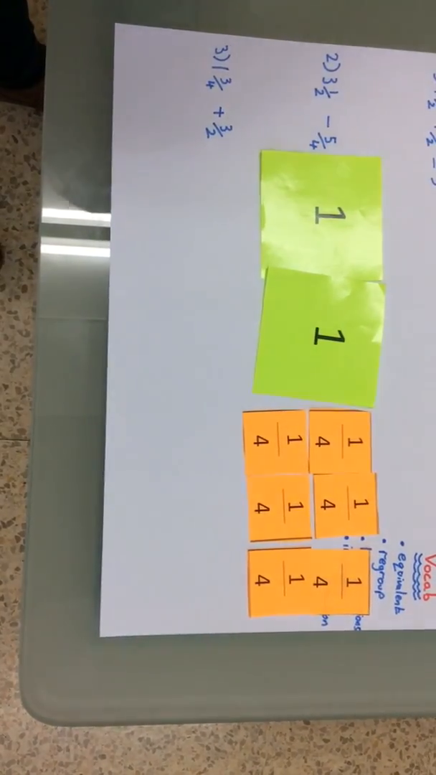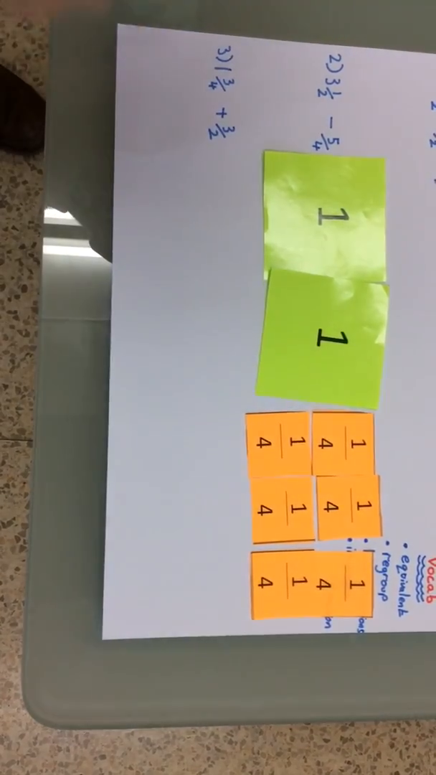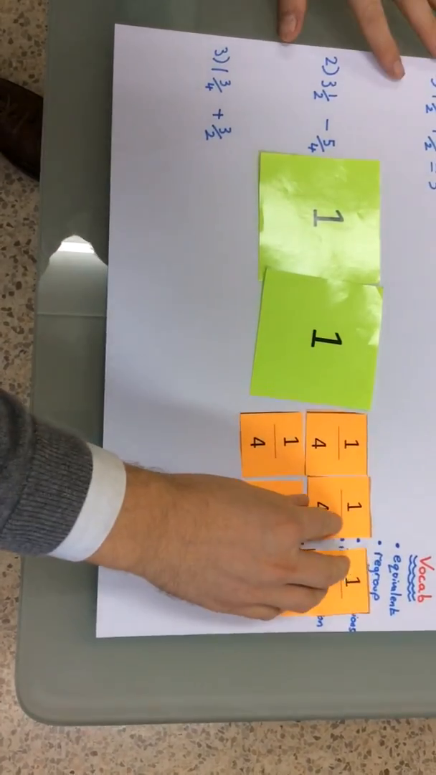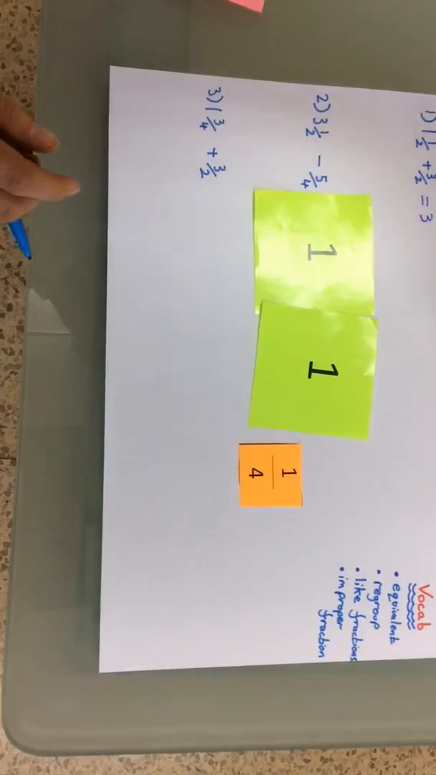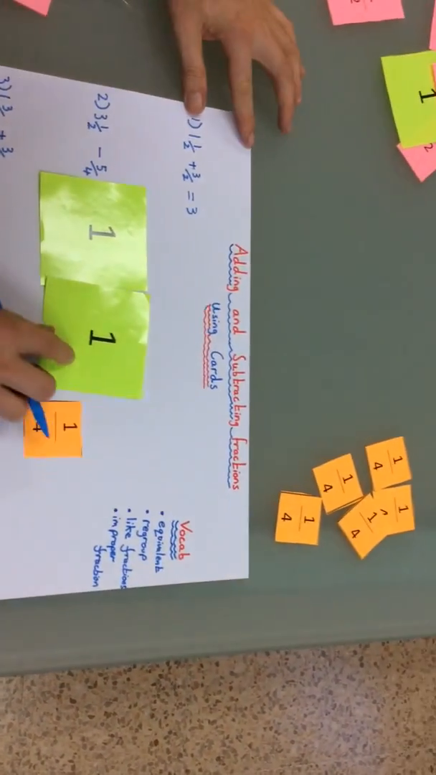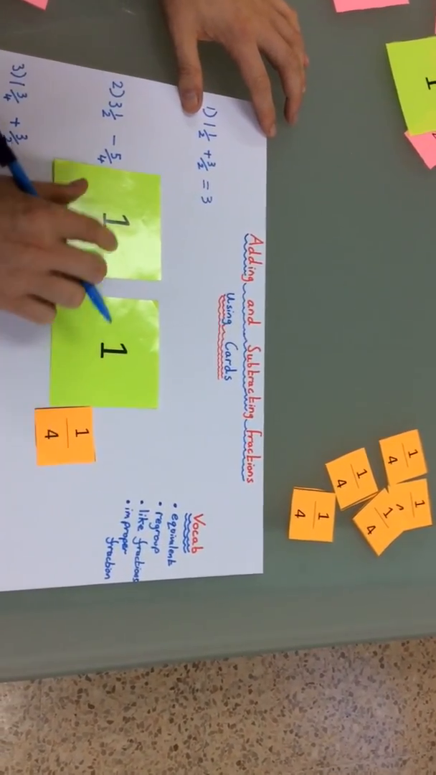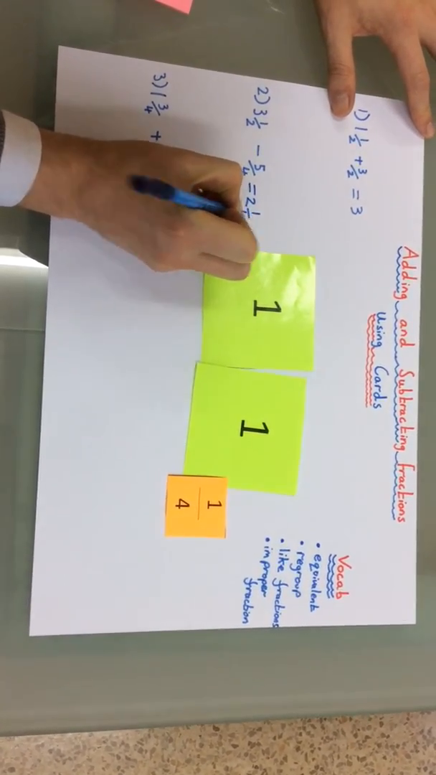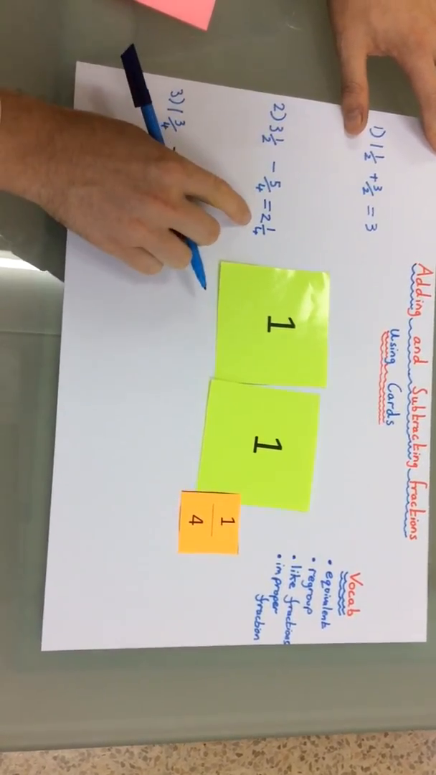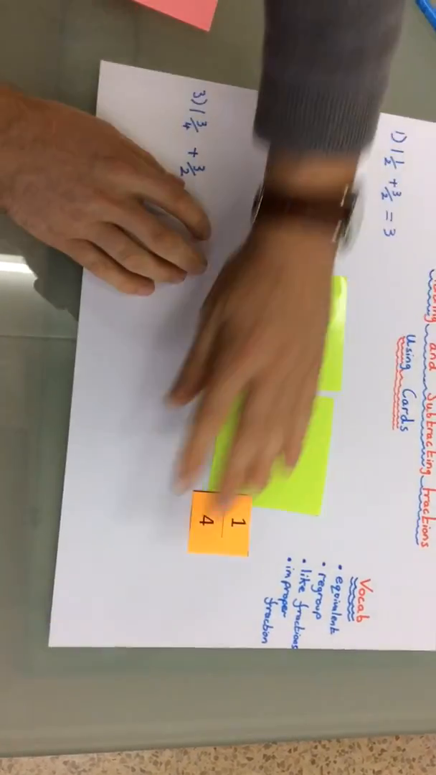And so I can see I've got 6 quarters now. So if I take away 5 of them, 4 of them, and another one, I've taken away 5 quarters. And so now I'm left with my answer, which is 2 1/4. So 3½ take away 5 quarters is 2 1/4.